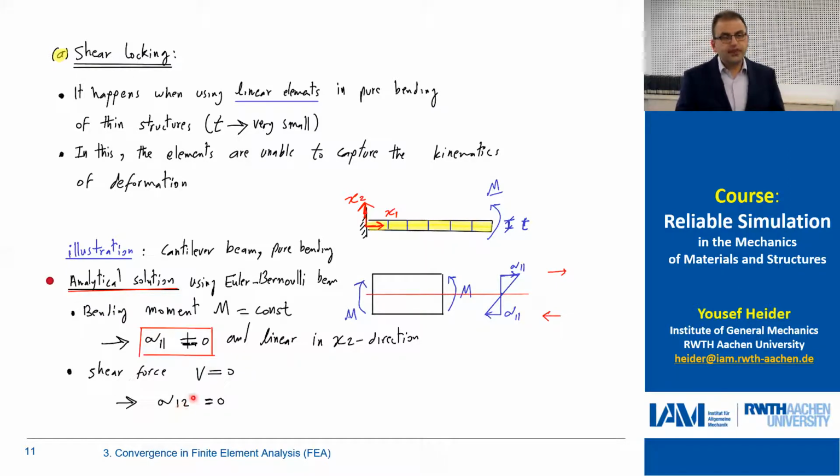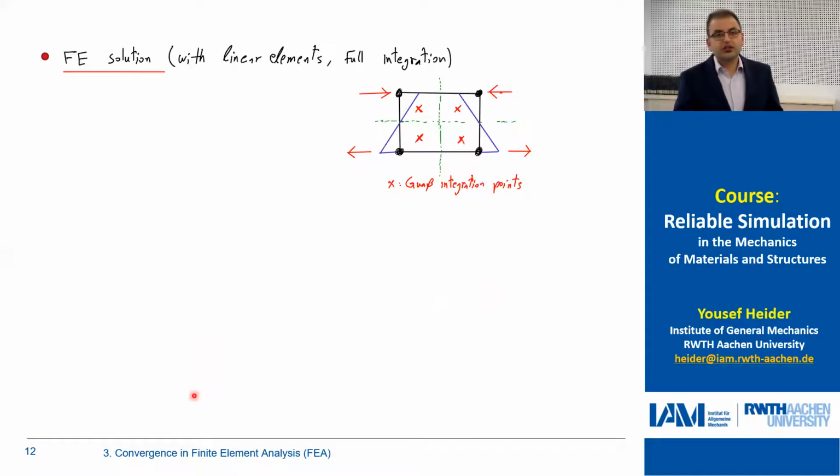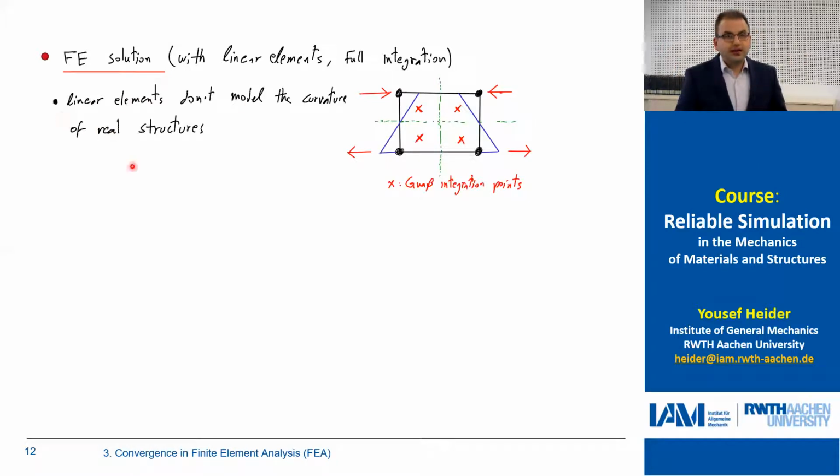It's the correct solution. Now, if we move to the finite element, and we take like one element for the whole height of the beam, and we choose linear quadrilateral elements. You see here 4 nodes, and we take full integration. So we have these Gauss points here. I'm pretty sure you know what I'm talking about. And then we apply the forces here up and down, which result from these moments, which we applied at the left and right hand side. First, as a note, the linear elements cannot capture the curvature of the real structures. That's why we have here straight lines up and straight line down.